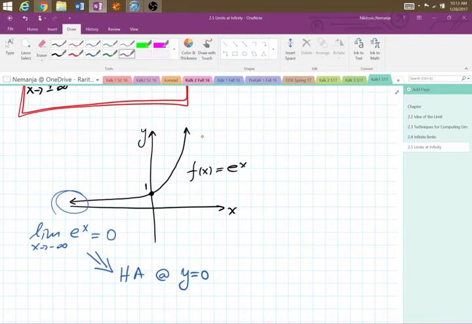On this end, we have the limit of e to the x as x approaches positive infinity is equal to positive infinity. And that's the end behavior. No asymptotes on that side, vertical or horizontal. It just tells you that as you go forever to the right, you will go forever up. So it grows all the time.